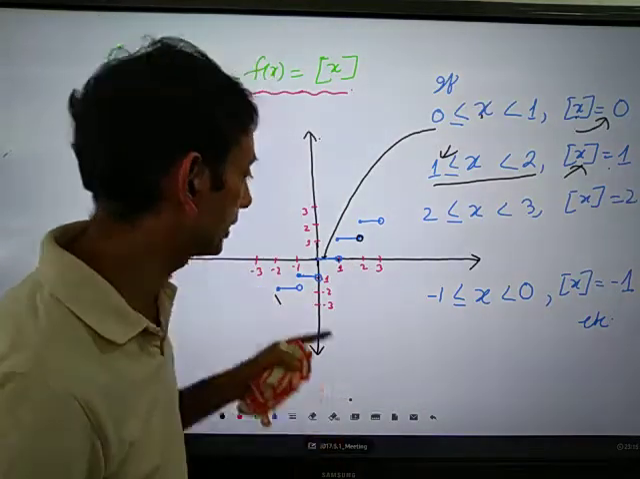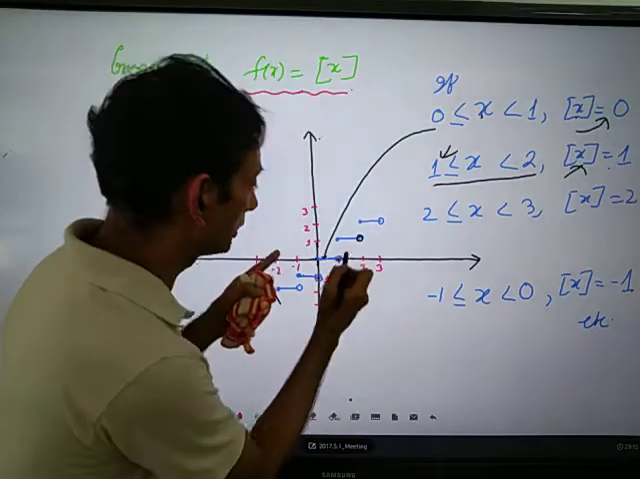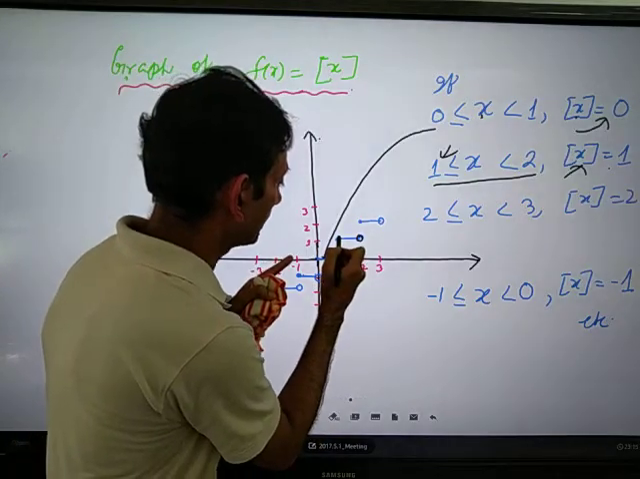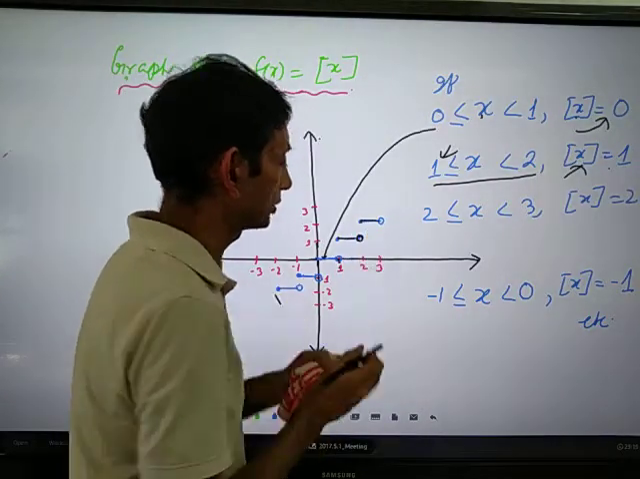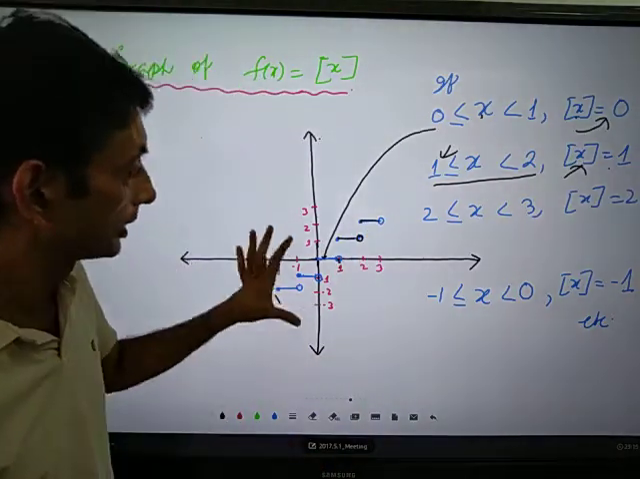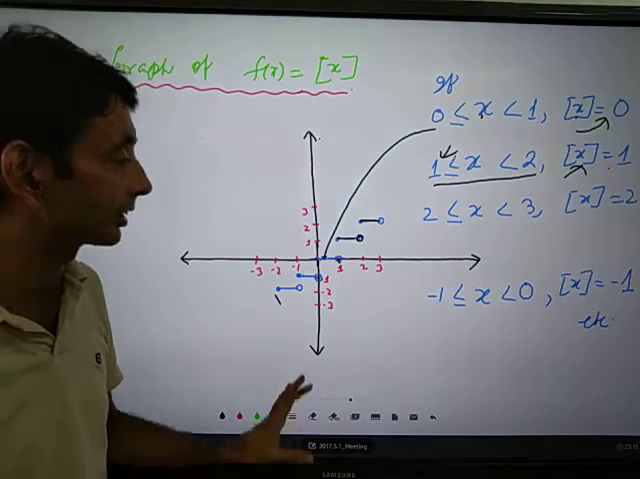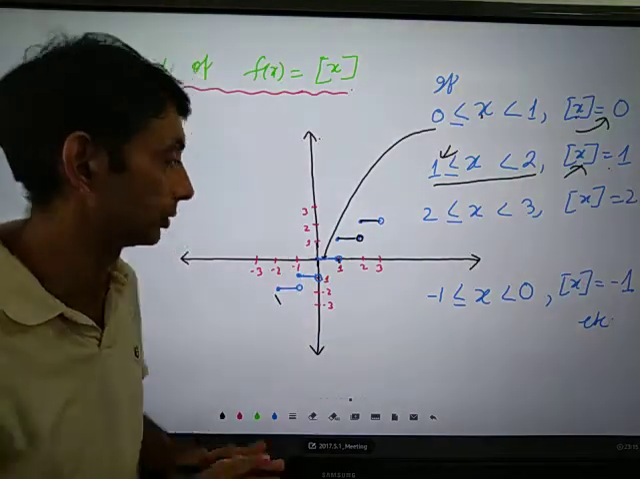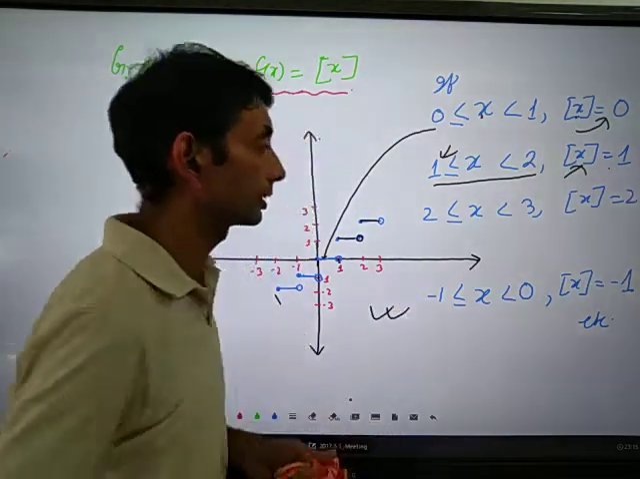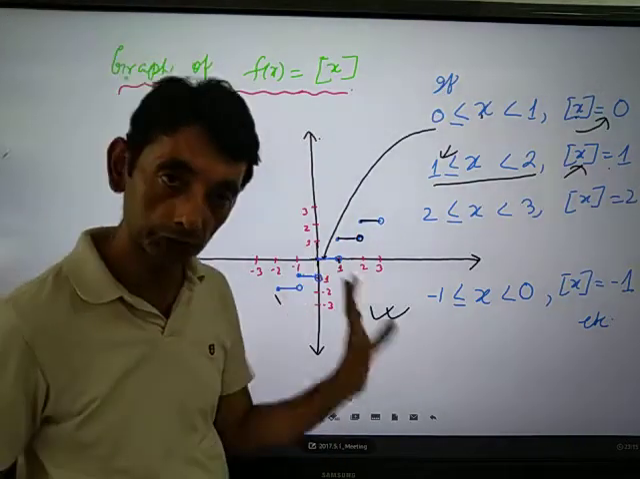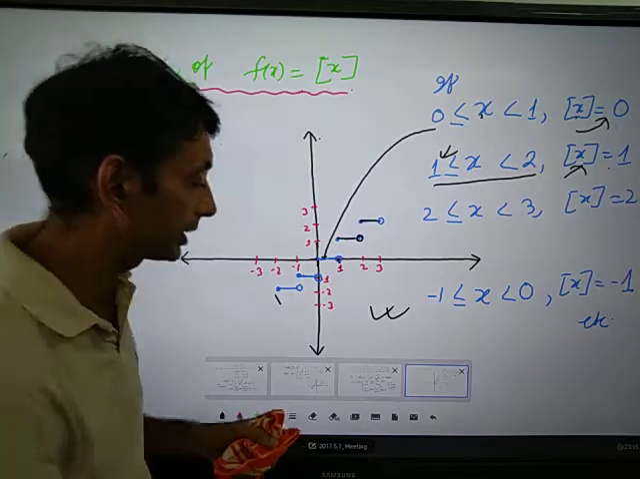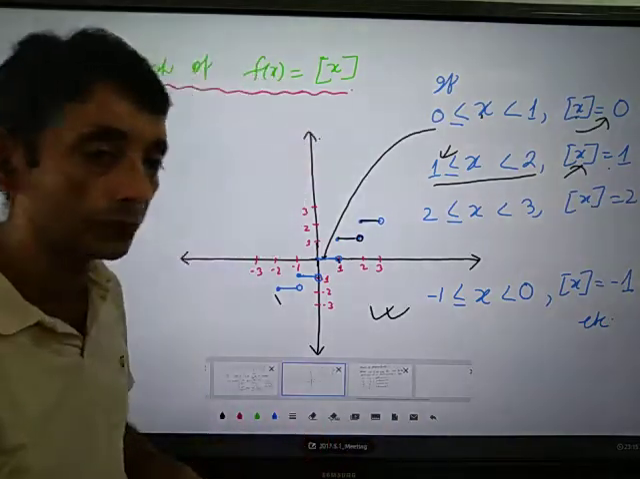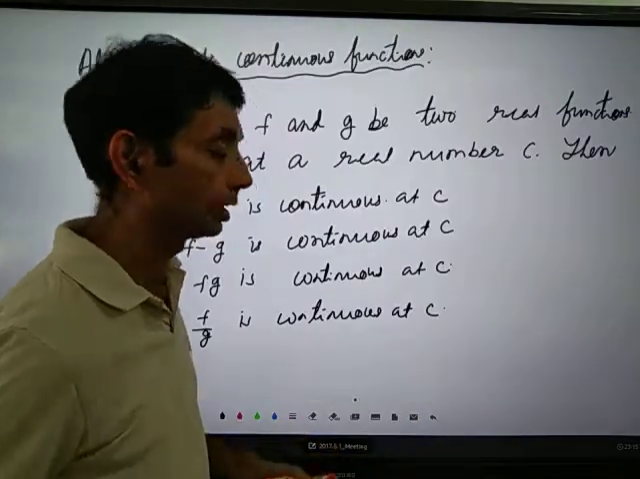Otherwise, if you check the points between, say, 1 and 2, the graph can be drawn continuously. From 2 to 3, the graph can also be drawn continuously. So these questions we can understand clearly from the graph also. This is a very important graph. I request you to draw the graph and see the continuity. In most cases, it becomes very clear if we just try to draw the graph.